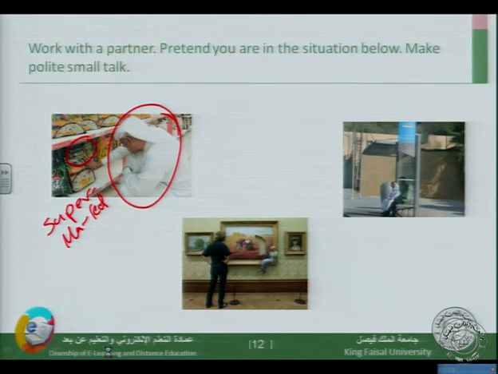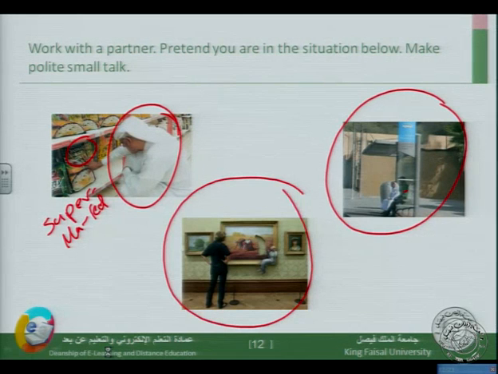See? For example, at the bus stop right here. Oh, the bus is too late, isn't it? The other person right here will say, yes, it is. So I've started a small and short conversation. Also, in this picture, he's looking at a painting. Oh, this painting is wonderful, isn't it? He will say, yes, it is. So, can you see how I've started a short conversation?